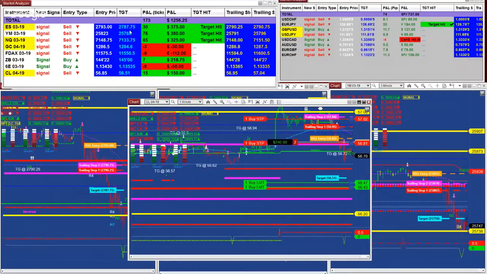$380. All of these on the market analyzer are based on one contract only, and based on 1 minute. It's based on 1 minute, folks. The same story goes for the forex. We have 74 pips, and you can see the PNL and the target. You can use the signals for futures, stocks, and forex.